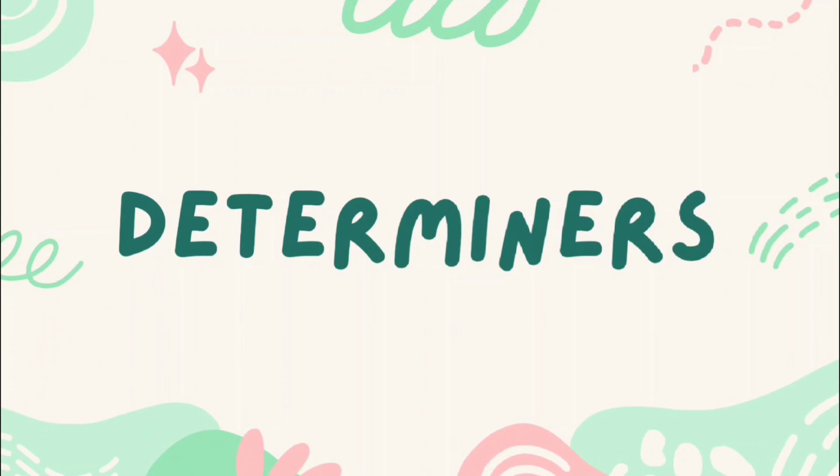Today we are going to study an important topic in English grammar called determiners. Determiners are small words, but they play a very important role in making our sentences clear and meaningful. They tell us which person or thing we are talking about, how many there are, whose they are, or how much of something is being referred to. By the end of this lesson, you will be able to identify different types of determiners and use them correctly in your speaking and writing.